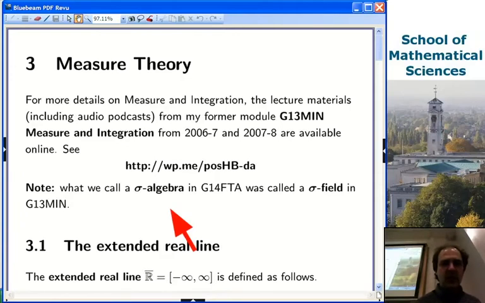And a warning on there, I used to call sigma algebras sigma fields. There's lots of different names for the same thing, but I found that sigma algebra is more common in the literature. So we'll call them sigma algebras this year, like I did in functional analysis last year.